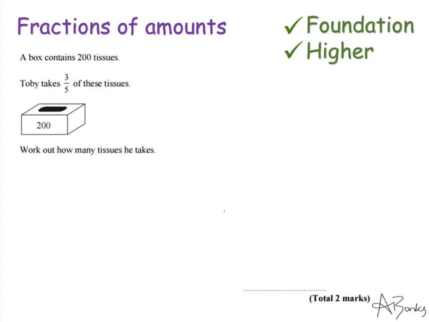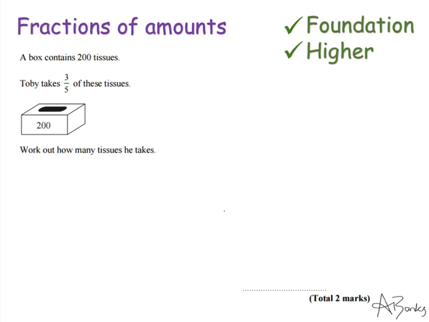So this is an easier question. This question says, a box contains 200 tissues. Toby takes 3/5 of these tissues. Work out how many tissues he takes. So we need to work out what 3/5 of 200 is.